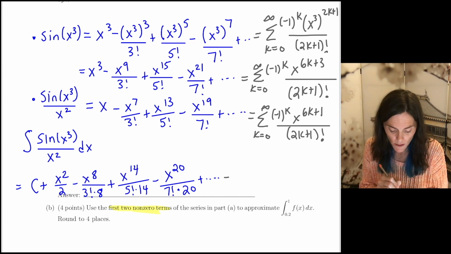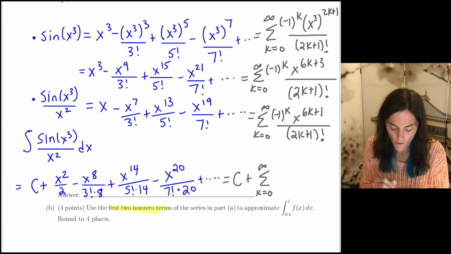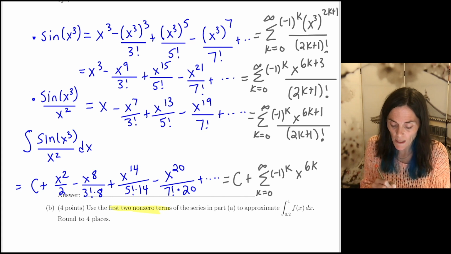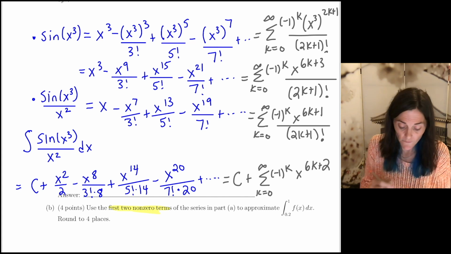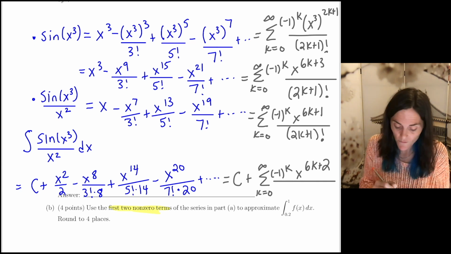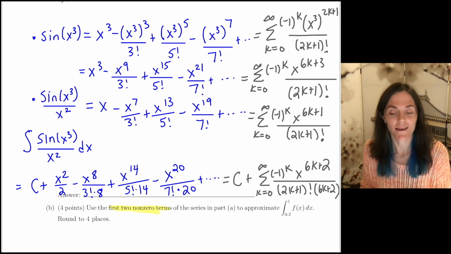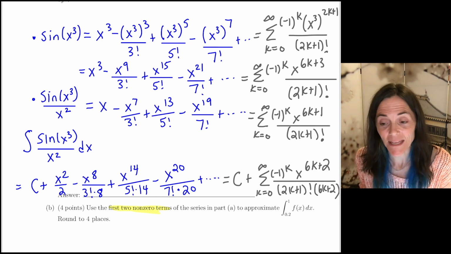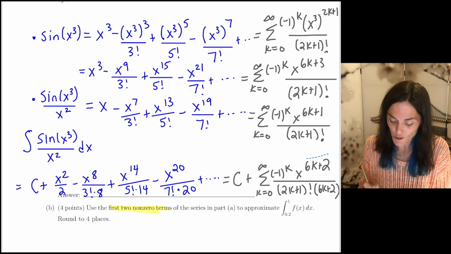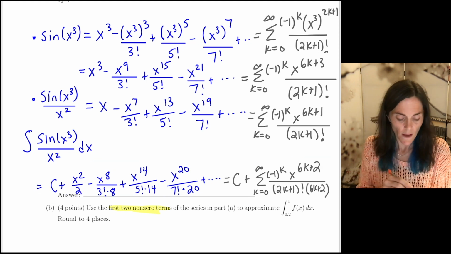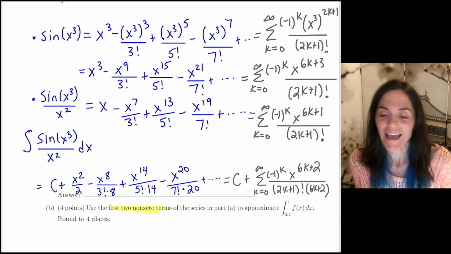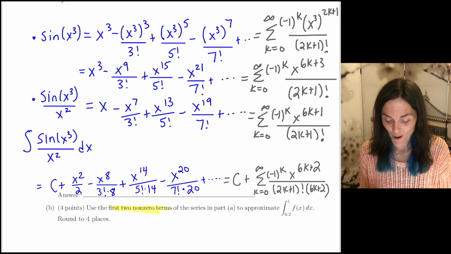Okay, this is also summation notation, but I need c plus. We keep the -1 to the k, and then we just add a power. This would be 6k plus 2, and then divide by the higher power. So I'll keep the factorial. We have 2k plus 1 factorial, and then we multiply 6k plus 2. Okay, add a power, divide by the higher power. It's just polynomial integration, except we're doing it to infinitely many terms. I have in fact worked part A both ways. I hadn't intended to, but it's perfectly fine, part of our review.